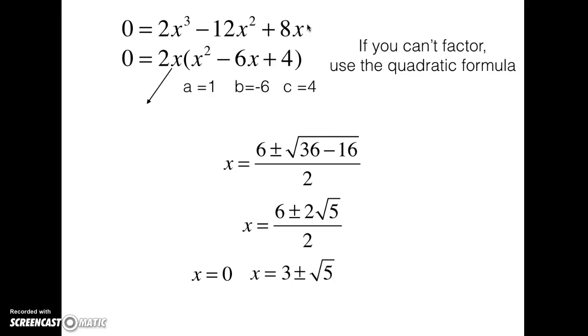X equals 0 is our first answer, and 3 plus the square root of 5 is our second answer. 3 minus the square root of 5 is our third answer. So those are the three answers for our quadratic polynomial.